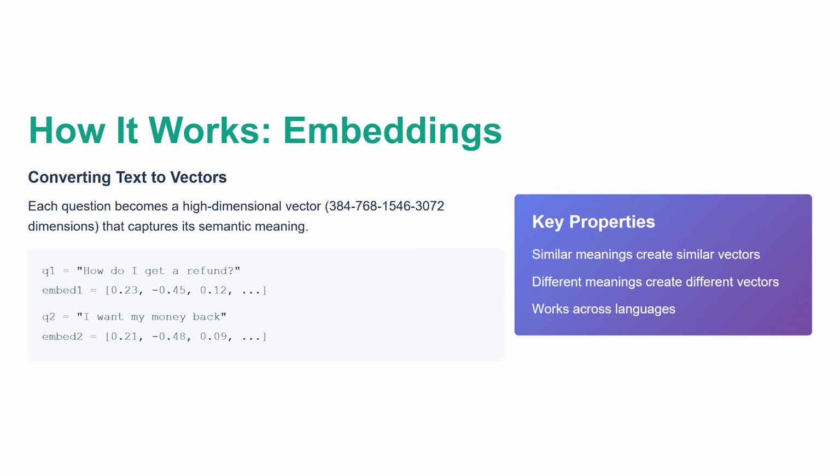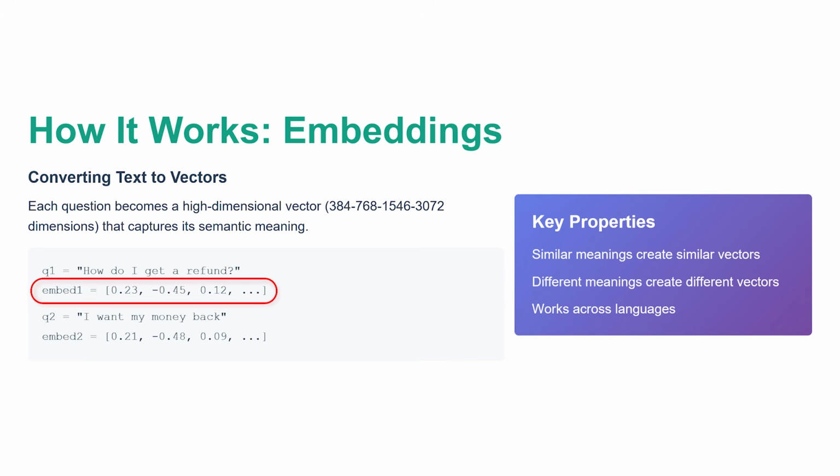All right, so how does this work under the hood? The secret sauce is something called embeddings. Basically, you take your text and convert it into a list of numbers, like a vector. For most open source models, that is usually 384 or 768 or 1024 numbers, while higher end models like OpenAI's can go even bigger.